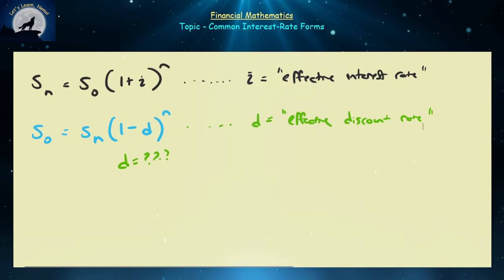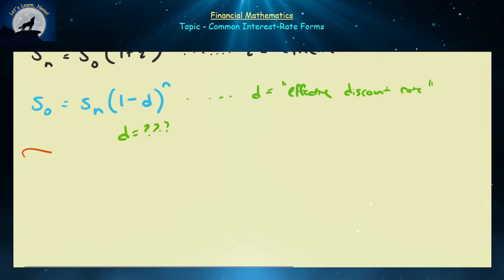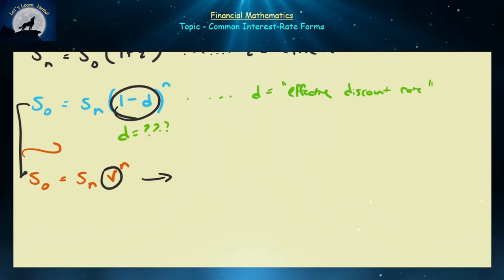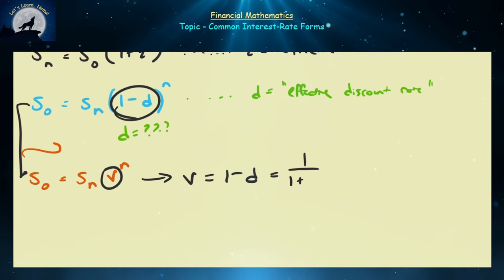So this is going to be a relationship between alpha and nu, and that's going to be an analogous relationship between i and d. If we look at it from that angle, and since the math is usually a little nicer to deal with, S_0 will be equal to S_n times a discount factor to the power of n, so we're going from S_n to S_0, moving things into the past. What are we going to have? If we look at these particular structures, nu and 1 minus d are precisely equal to the same exact thing. So that means nu will be equal to 1 minus the effective discount rate. So what exactly is nu? Well, nu is the reciprocal of 1 plus i.